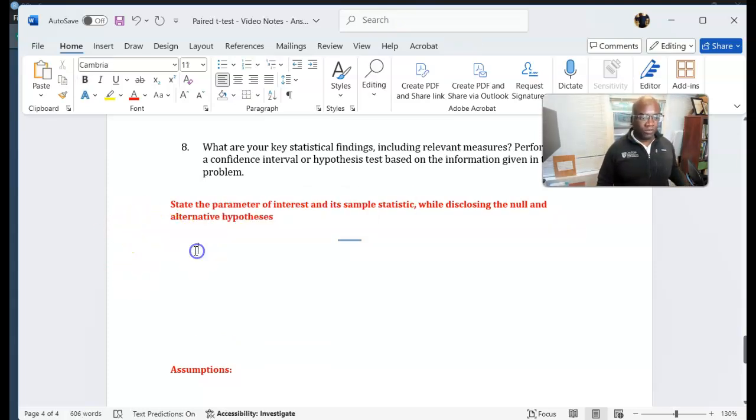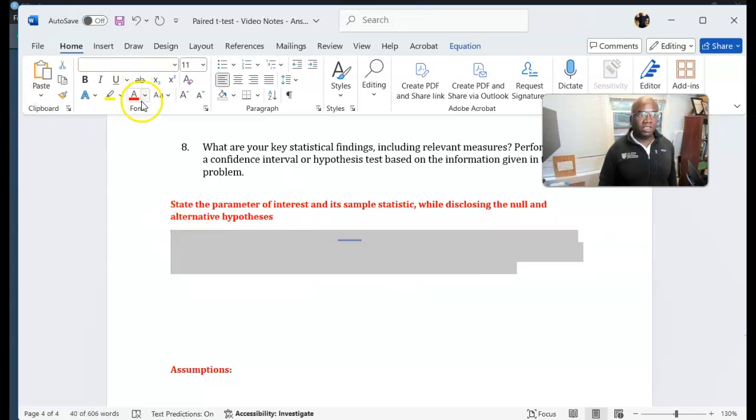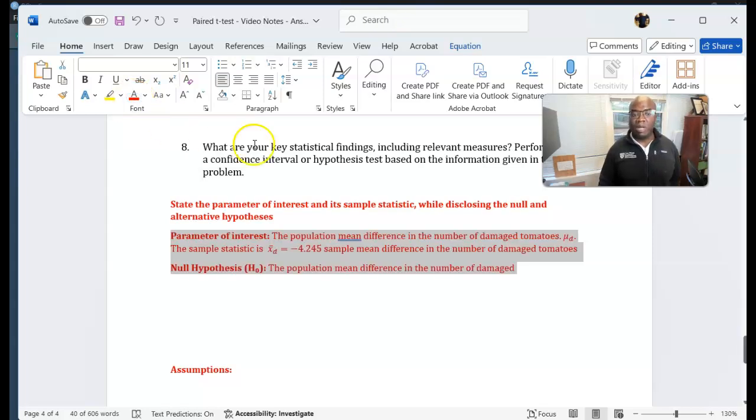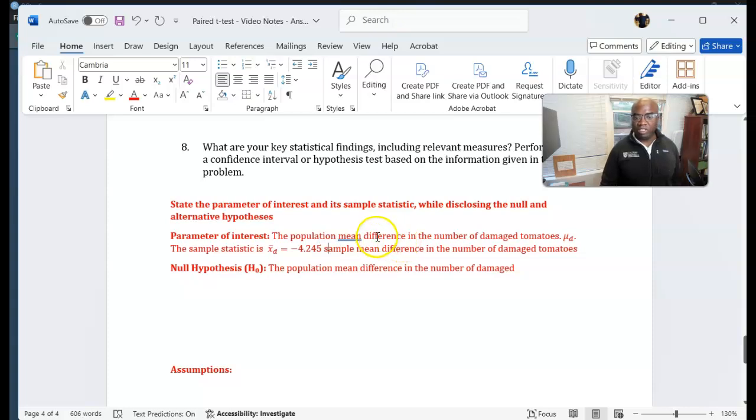In terms of the parameter of interest and the actual statistic of interest, that's going to be the population mean of the differences. The population mean of the difference in the number of damaged tomatoes, and that's mu D. We're going to estimate that with X bar D, which we can actually calculate. Negative 4.245 is the sample mean of the difference in the number of damaged tomatoes.